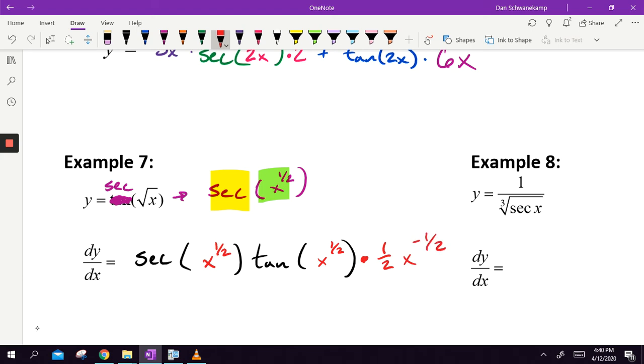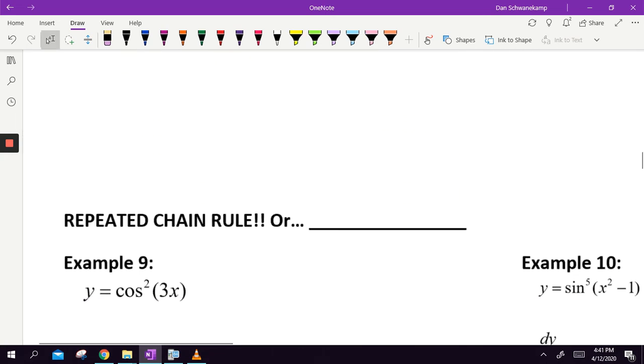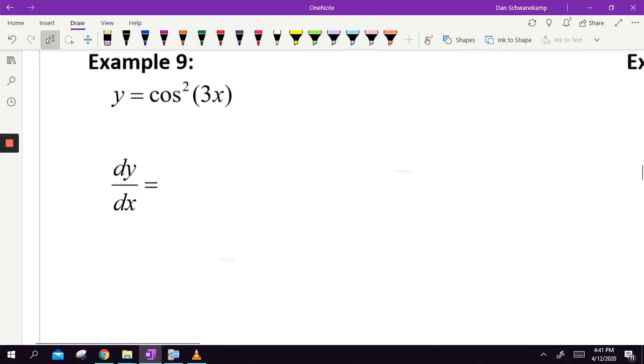That is the answer. We took the derivative of the mama, the secant, that gave me secant tangent. We rewrote the baby in both spots, but then all we had to do was multiply by the derivative of the baby just one time. Kind of a weird problem, but you can handle it. Okay, let's go to example 9.